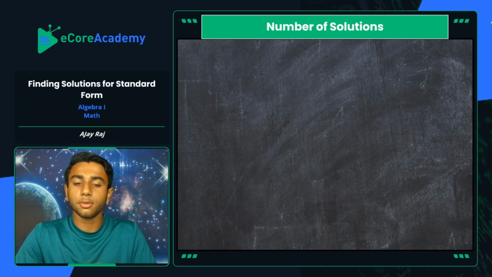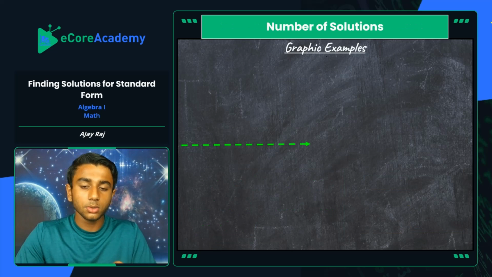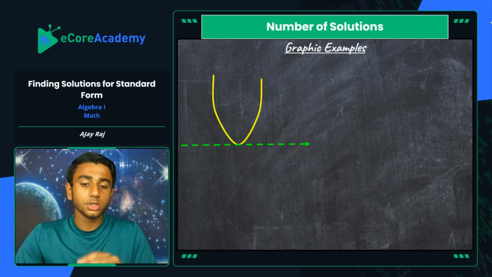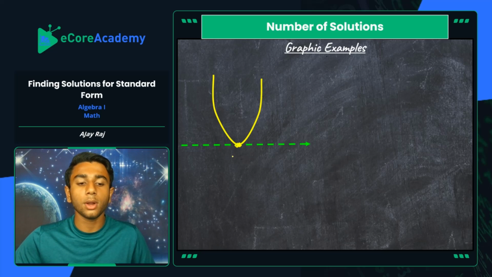So let's take a look at the number of solutions. How do we see this graphically? Let's take this x-axis here in this example. One solution case would be this example right here, where the vertex of the parabola is sitting on the x-axis. So only one point is touching or intersecting the x-axis. So this is one solution.